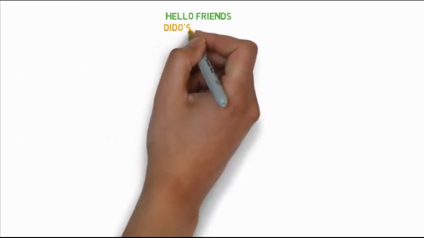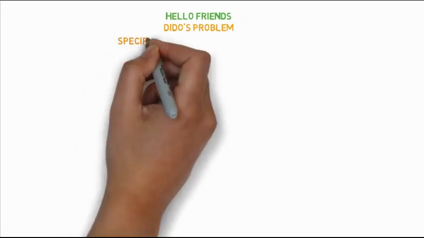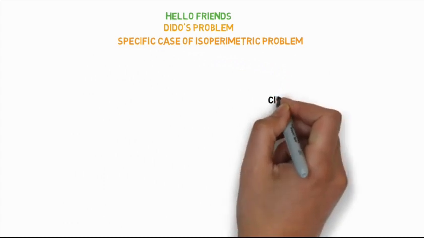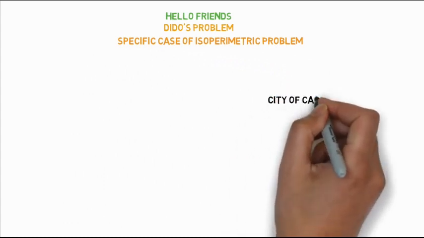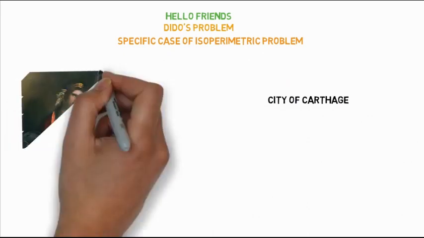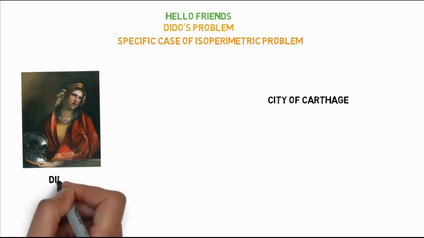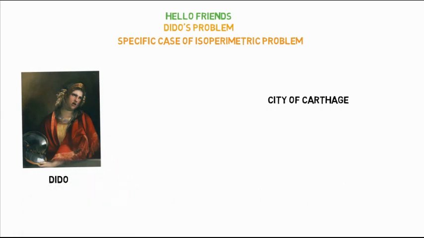Today we are going to see an important problem which is called Dido's problem. This problem is a specific case of isoperimetric problems. This problem was found by the legendary mathematician who was under the Queen of Carthage, who ruled the area of Tunisia thousands of years ago. He is called Dido, under whose name this Dido's problem has been named.